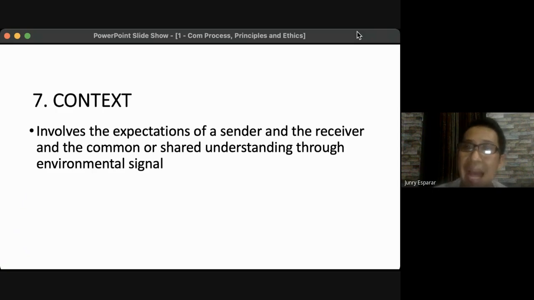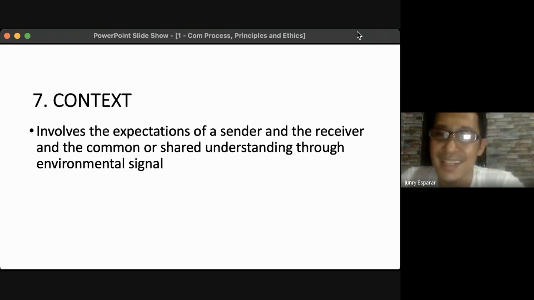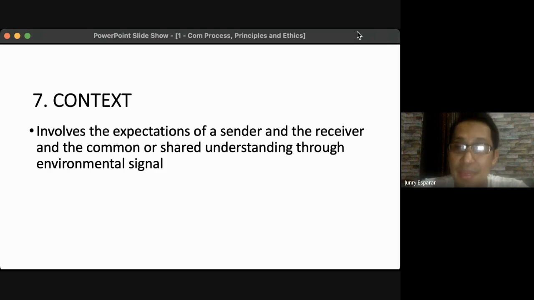Sabi nga nila, wag paasa. So context is very important in communication. That is why if you want that person not to expect too much, do not show false expectations or false signals, confusing signals. So that's one thing that we have to consider also in communication.